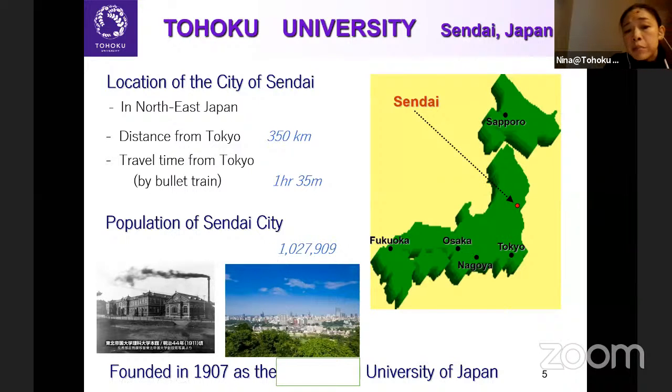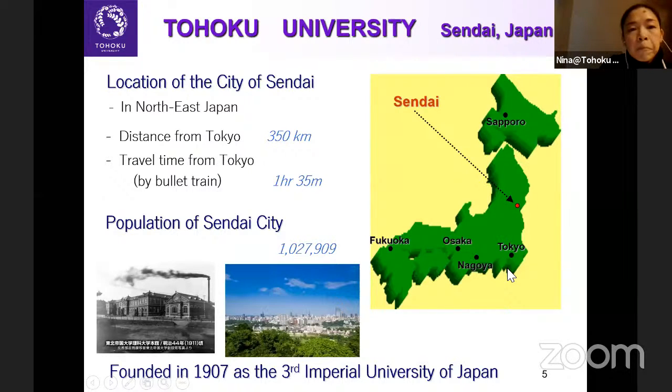Our university is very old and traditional, a good university in Japan, founded in 1907 as the third imperial university of Japan. Imperial means almost the same as national. The first university in Japan is the University of Tokyo, the second is Kyoto, and the third is our Tohoku. This photo was taken in 1911. It is a very old university, and this photo is Sendai City.